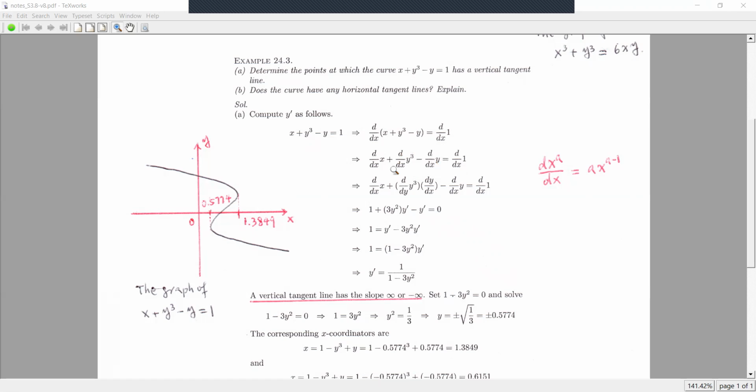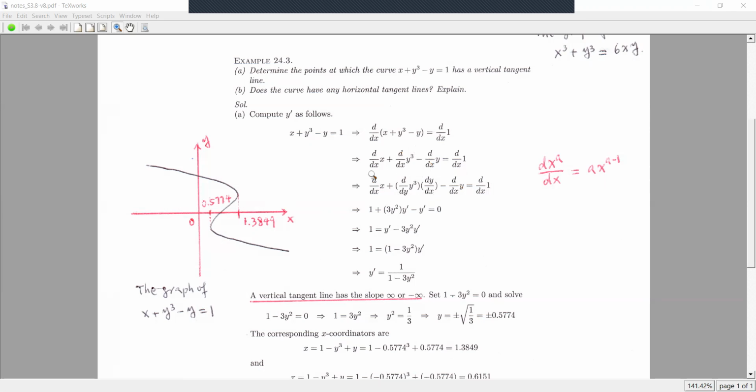About the second derivative, the function is y to the third. It is a power function, so I want to use the formula for a power function to compute the derivative. But this formula requires all the variables to be the same variable. Therefore, before I apply this formula, I use the chain rule to write this derivative as the product of these 2 derivatives.